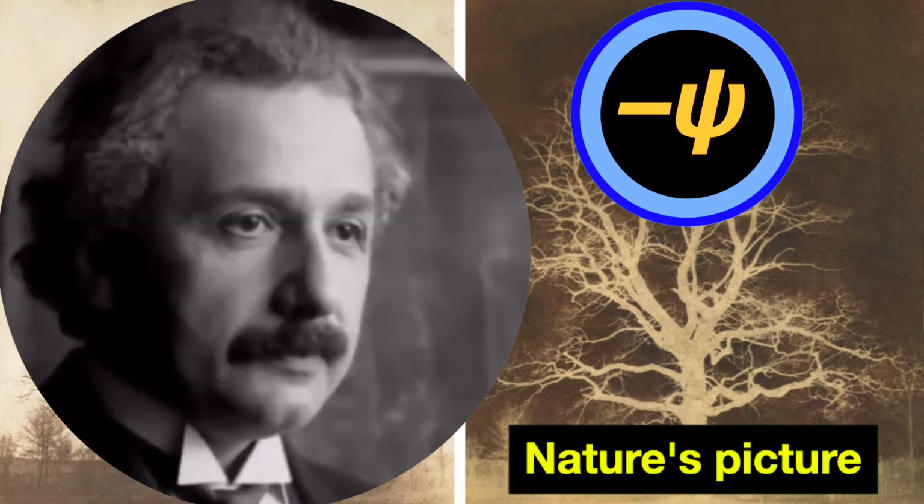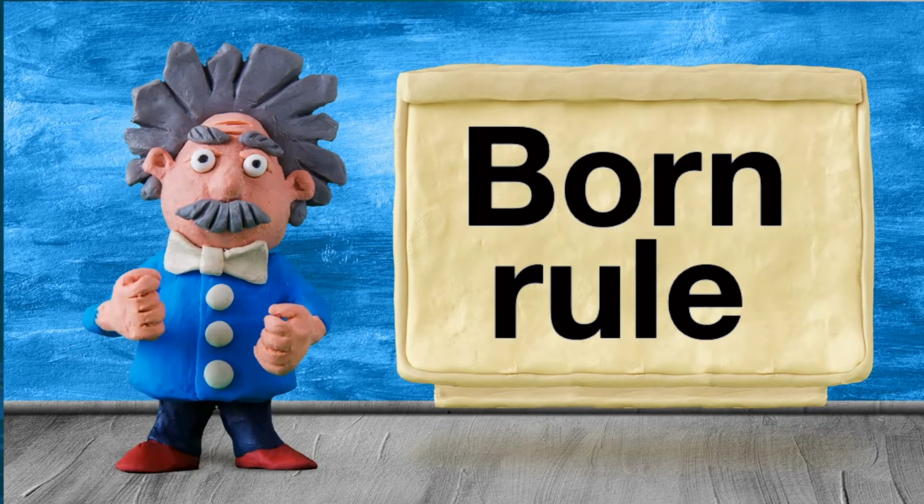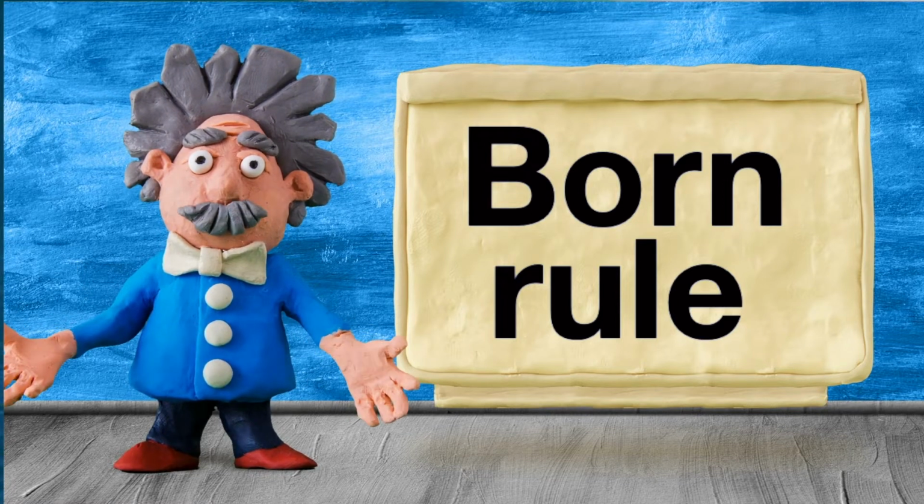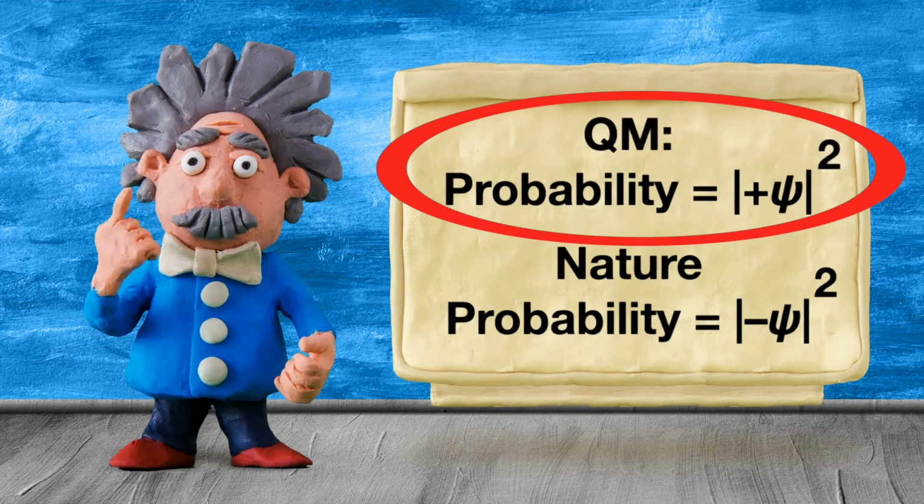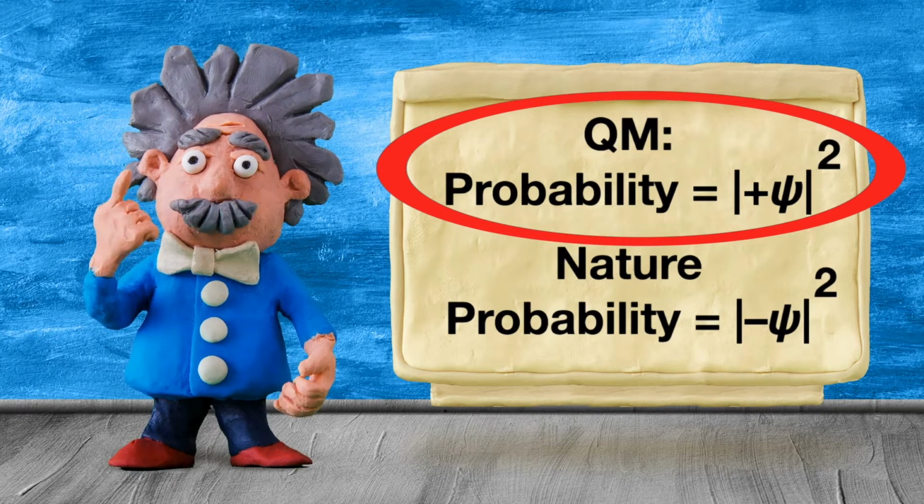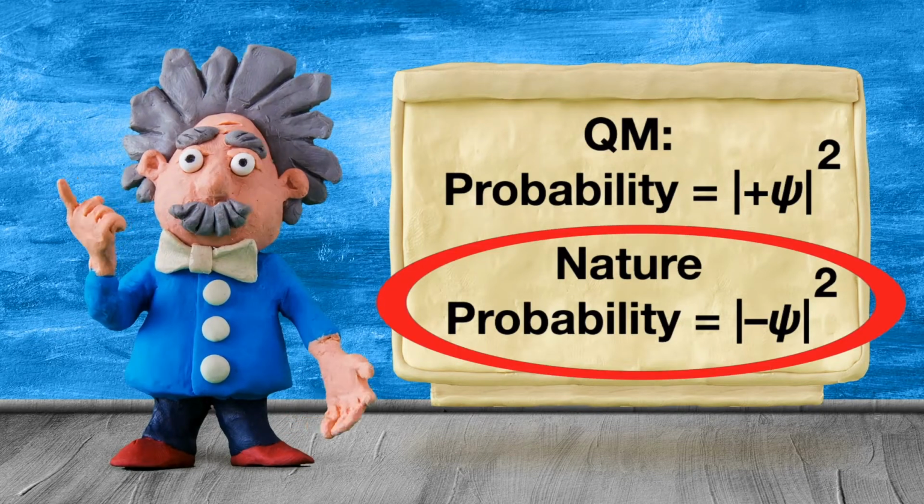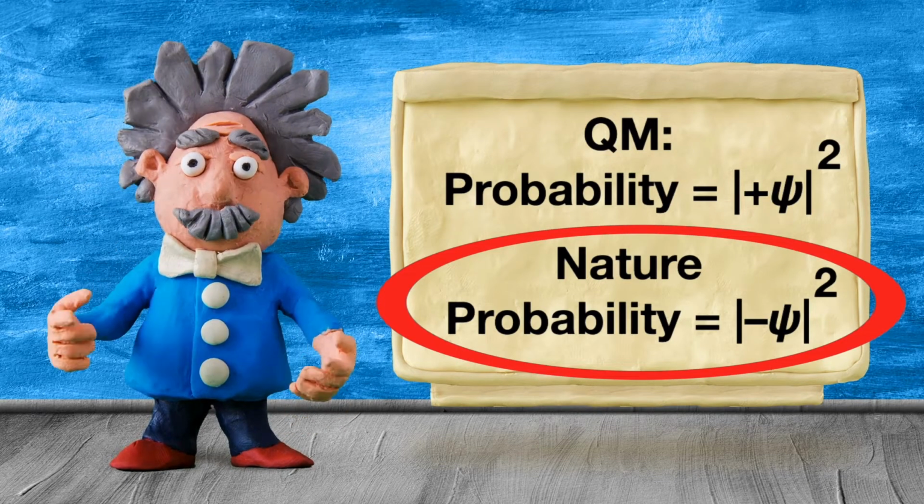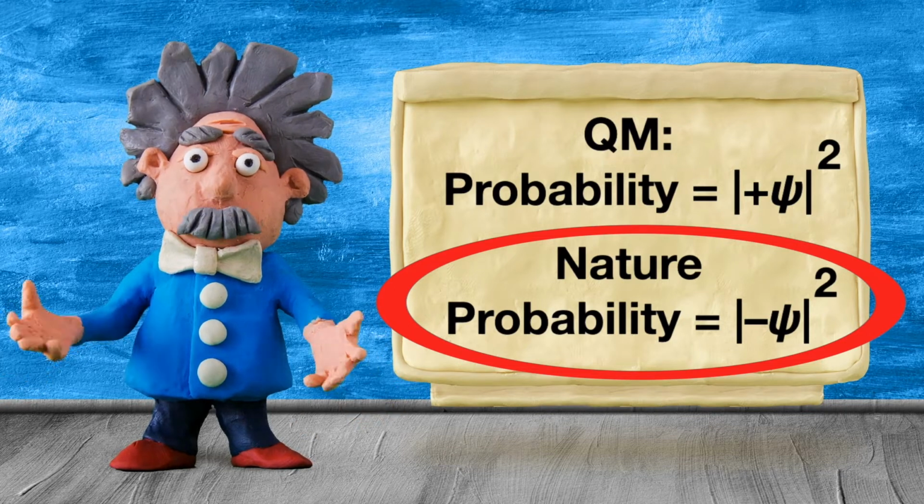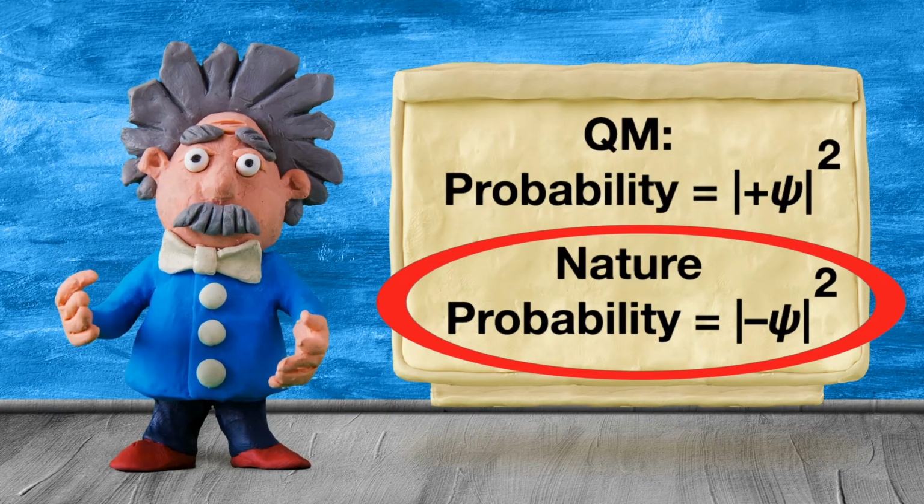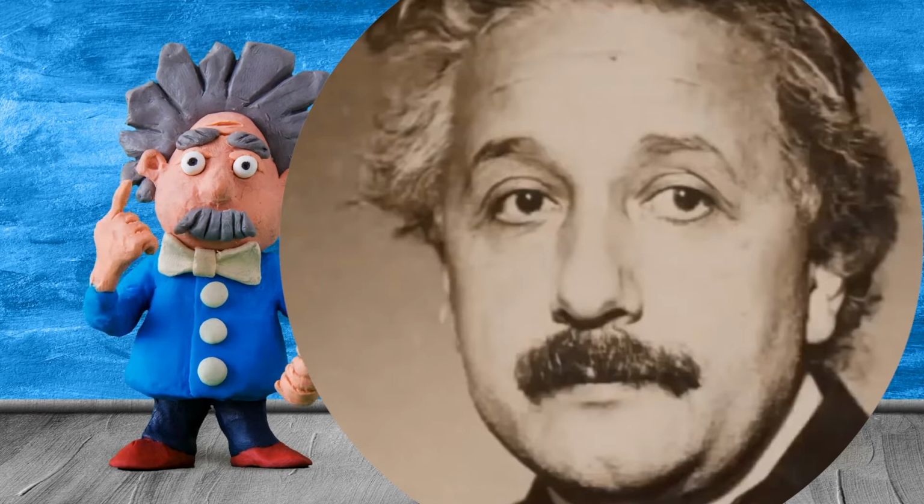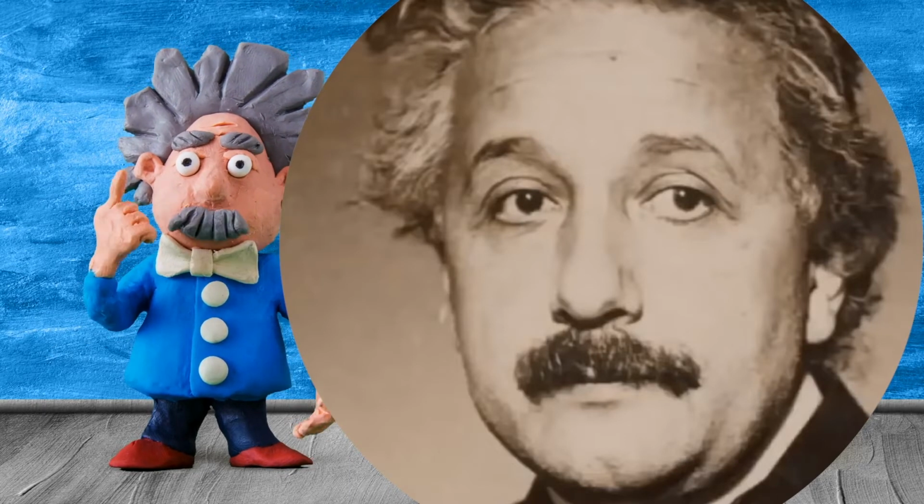Quantum mathematics is the negative of nature's mathematics, which is why we can't get a coherent picture of the quantum world. When we take our mathematics to the lab, we use the Born rule, which squares psi and gives us the same probabilities as nature. Thus, we reach the incorrect conclusion that our mathematics is accurate. I refer to this as the Max Born asymmetry.